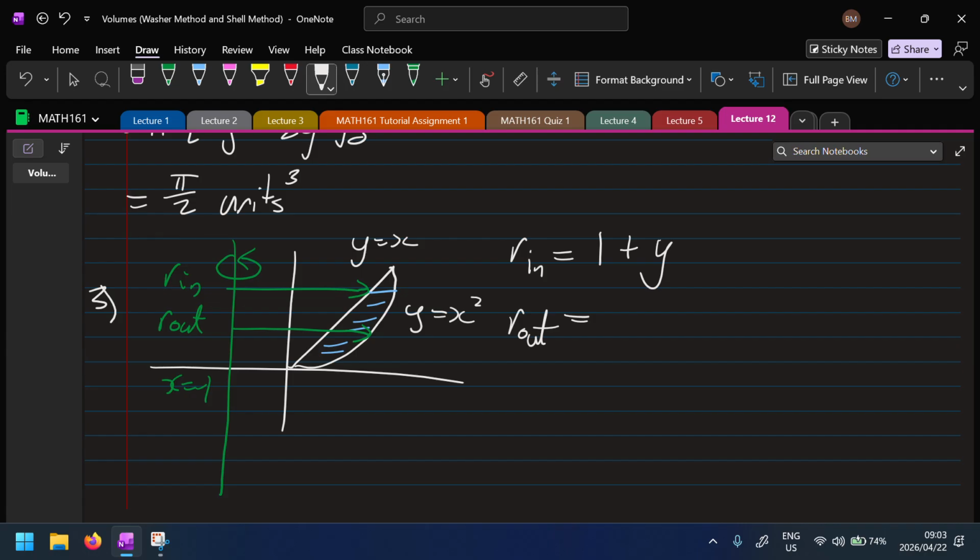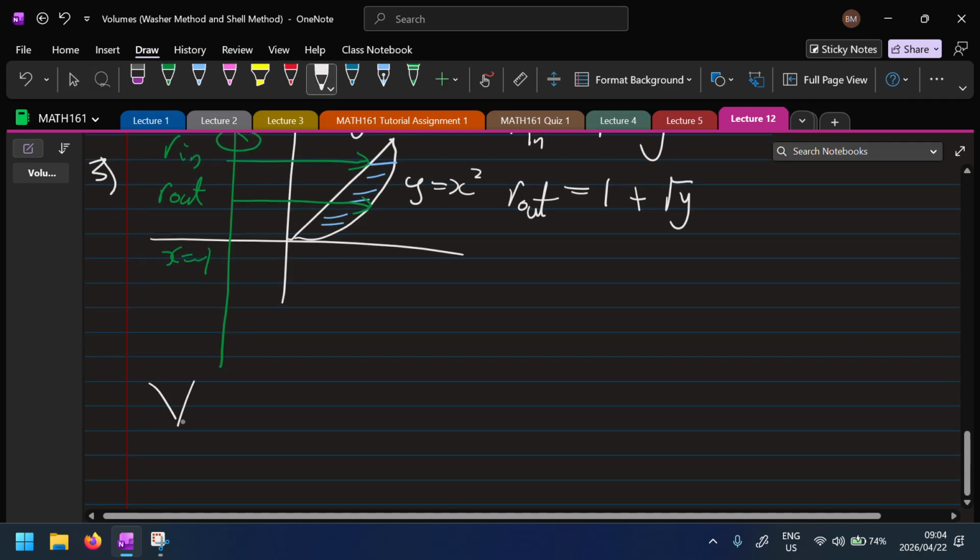R out is going to be the same thing. We've shifted it by 1, so we need to add 1 to it. So it's going to be 1 plus that horizontal distance left over, which is x. But we need it in terms of y, so it will be root y. Good. Remember, whenever it's a vertical axis, everything must be in terms of y. So the radius is an x value, but we must write it in terms of y.